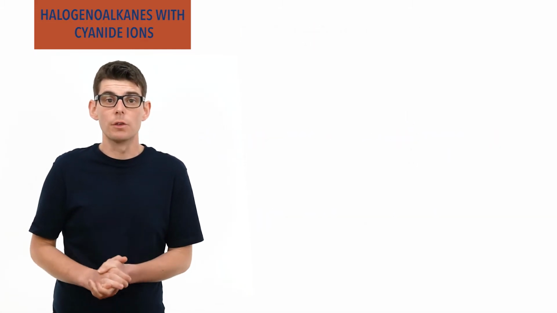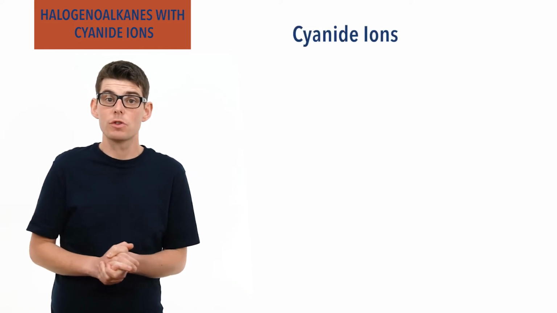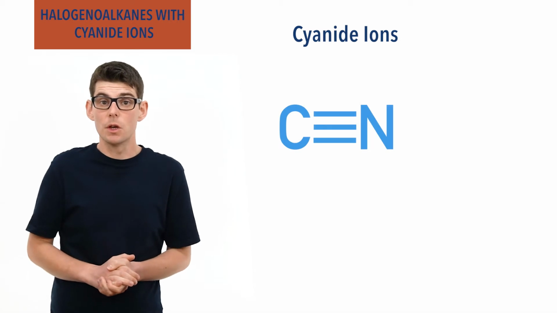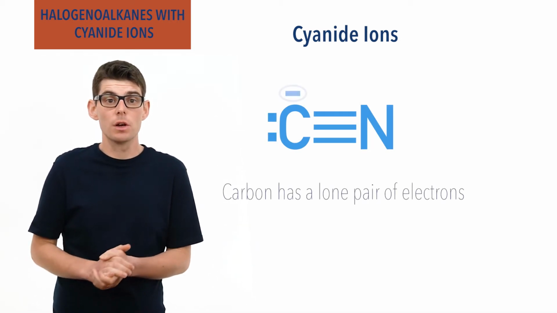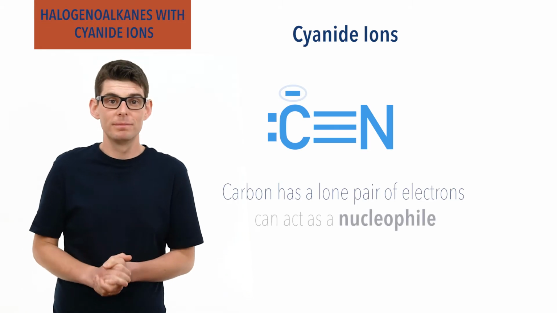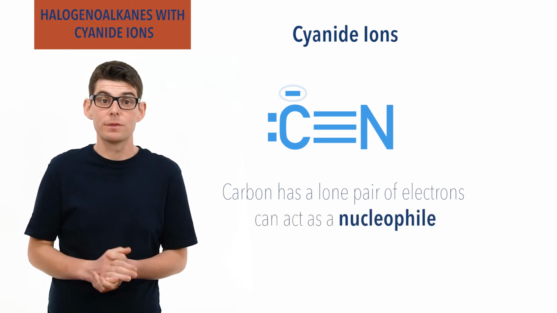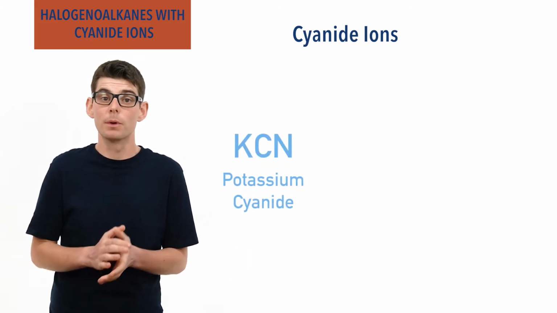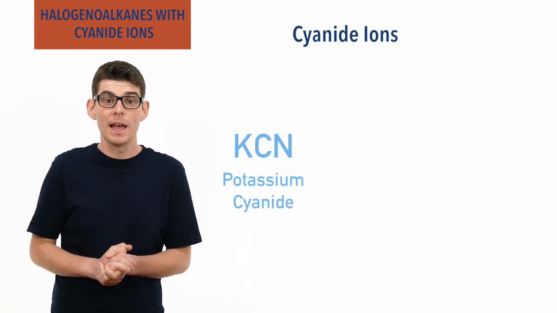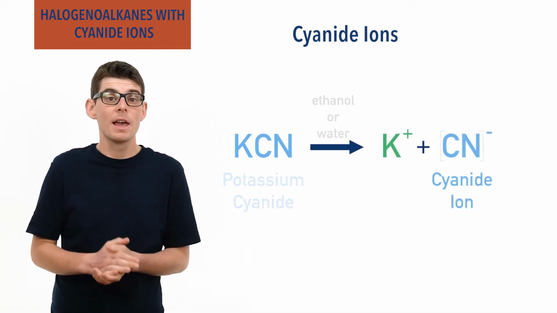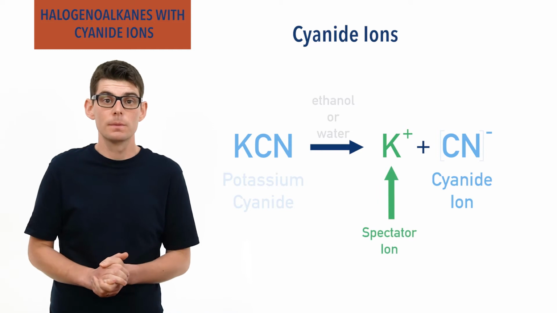A cyanide ion is made up of a carbon atom and nitrogen atom held together by a triple bond. The carbon atom has a lone pair of electrons and a negative charge. This means it is able to act as a nucleophile. A good source of cyanide ions for reactions is potassium cyanide, as it is highly soluble in both water and ethanol. And, when dissolved, the potassium ions don't interfere with reactions and remain as spectator ions.